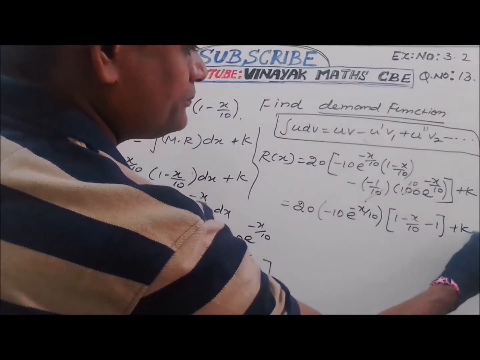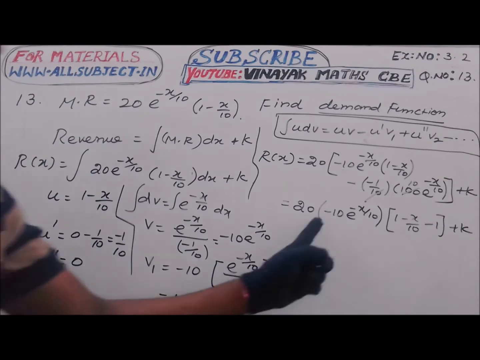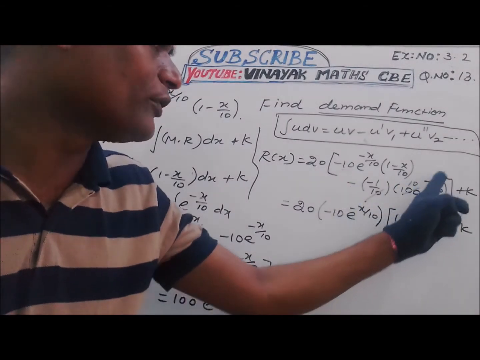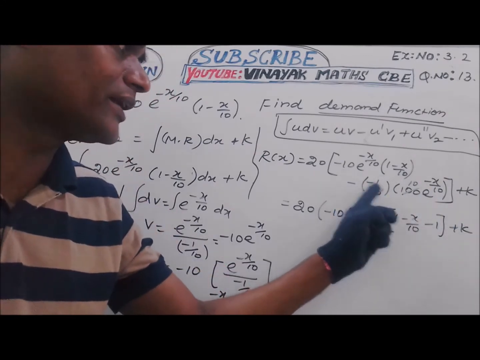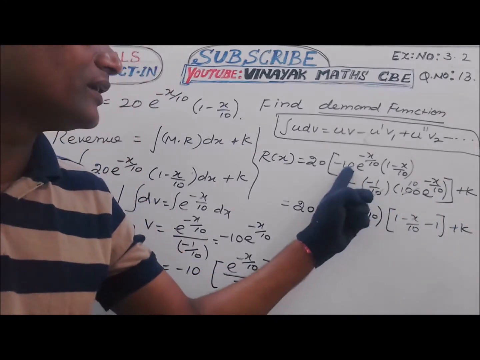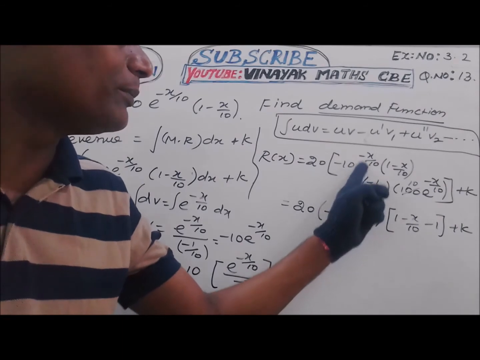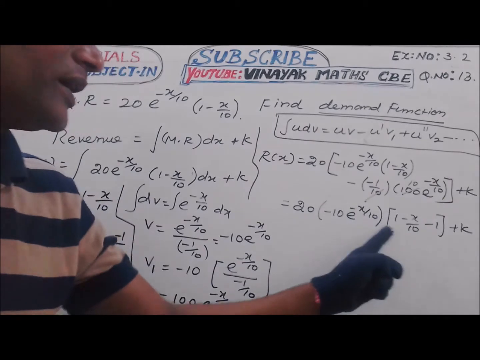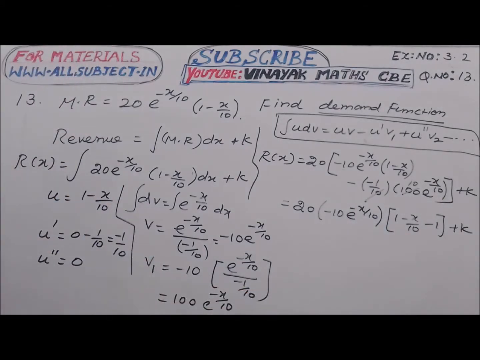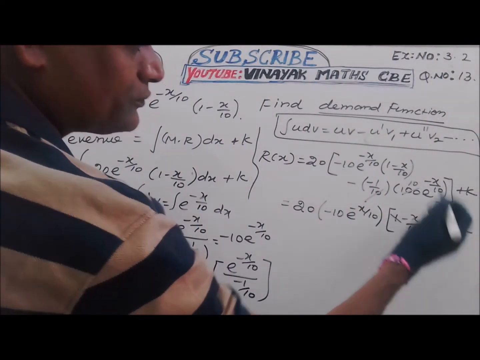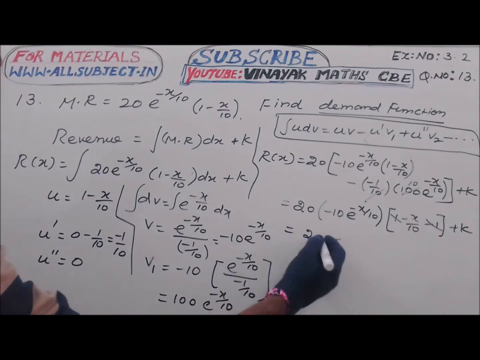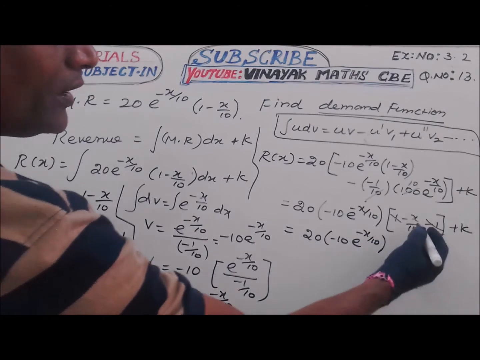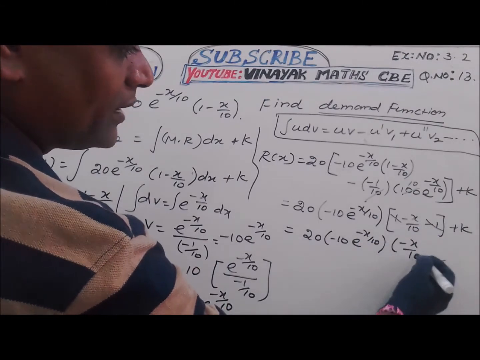That is the remaining term after taking out minus 10 e power minus x by 10. When we took out minus 10 e power minus x by 10, in the first term we have 1 minus x by 10 as remaining, and in the second only minus 1 remains. Now cancelling these two, the remaining is 20 into minus 10 e power minus x by 10 into minus x by 10 plus constant of integration k.